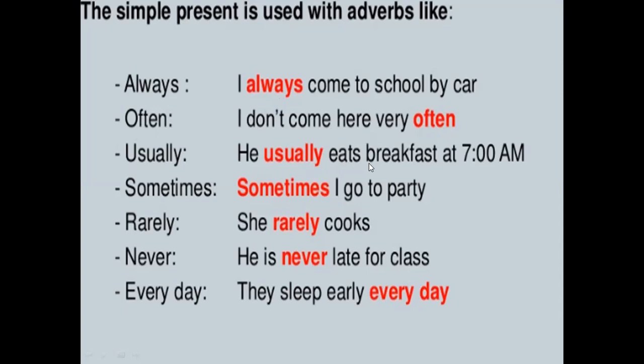He usually eats breakfast at 7 a.m. So this is a daily routine. And usually is an adverb here. Sometimes I go to parties. So sometimes here is the adverb. She rarely cooks. Okay, rarely here is an adverb. And he is never late for class. Never. They sleep early every day. So this is a regular habit.